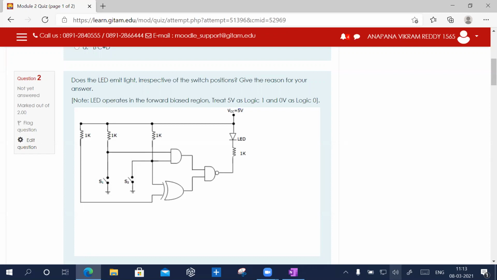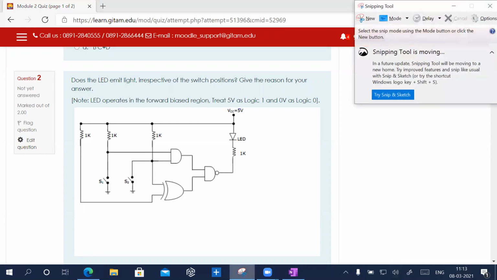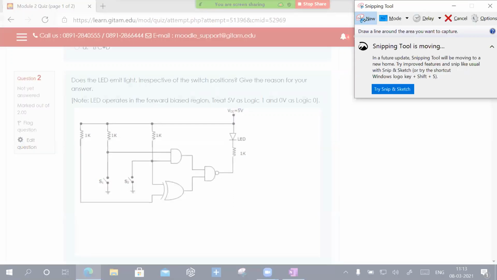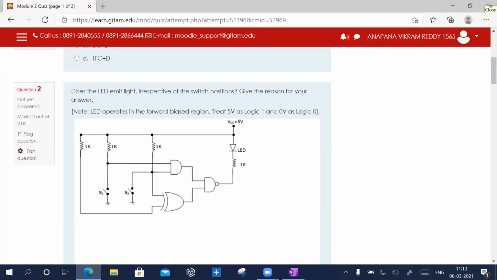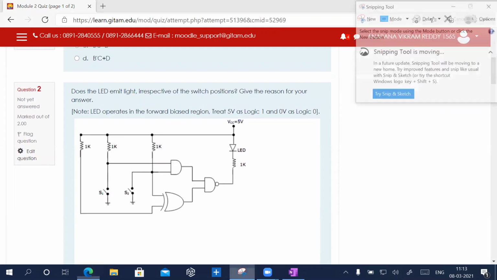Anyone? Who did this question here? Sir, it won't emit light, sir. Why? Sir, equipotential, sir, on both sides. How do you know this?